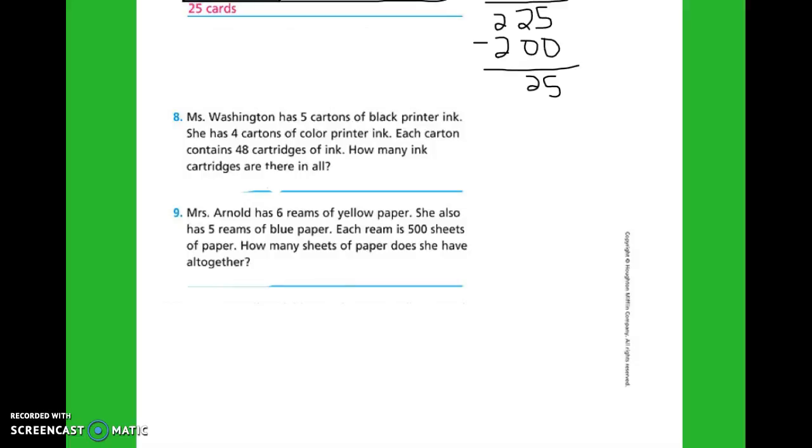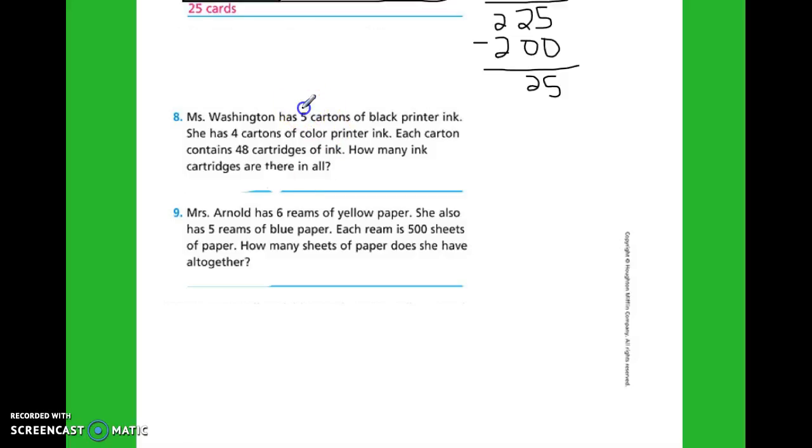So let's read the question first. I'll help you underline and highlight or underline and circle and box all the important information, and then I'm going to have you go ahead and try to solve it. It says Mrs. Washington has 5 cartons of black printer ink. She has 4 cartons of color printer ink. Each carton contains 48 cartridges of ink. How many ink cartridges are there in all?